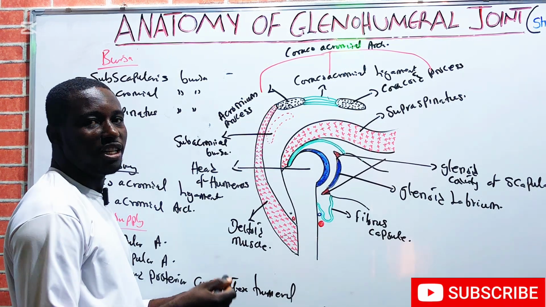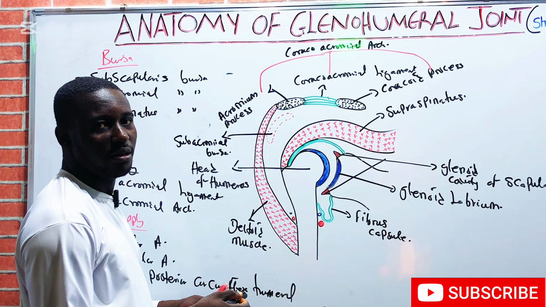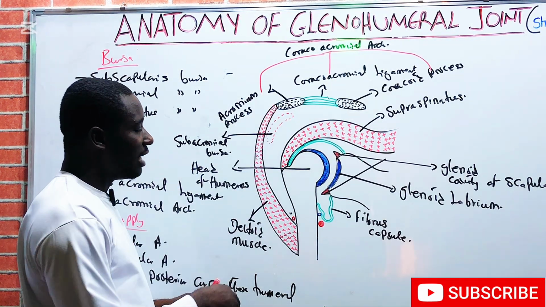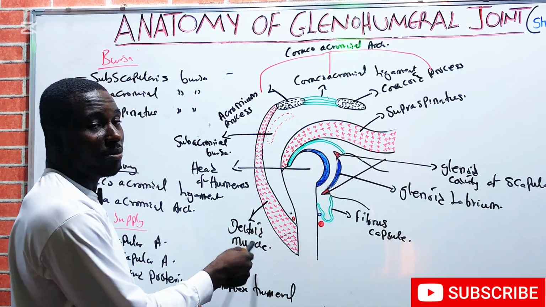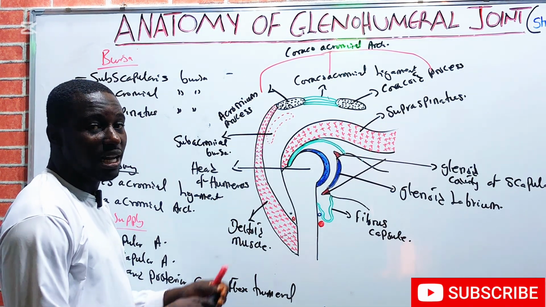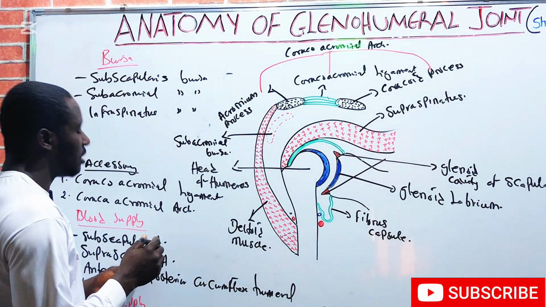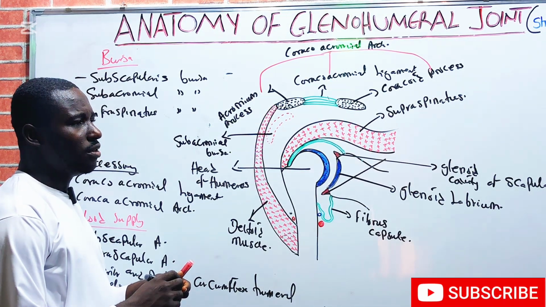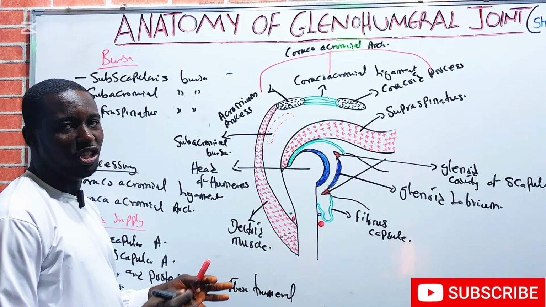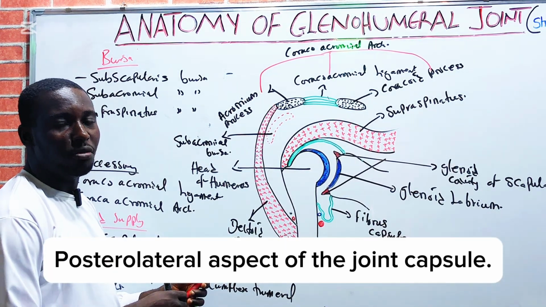I've told the reason why it's called the subdeltoid bursa, because it continues downward underneath the deltoid muscle. It's the largest synovial bursa in the human body. Now the infraspinatus bursa is formed between the infraspinatus tendon and the posterolateral aspect of the joint capsule.